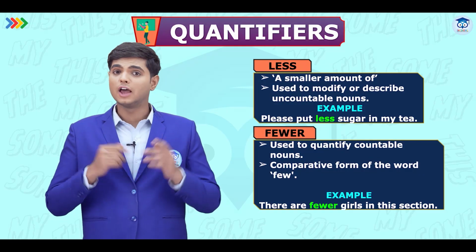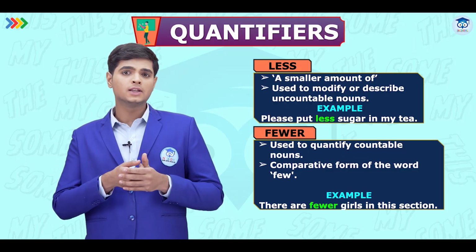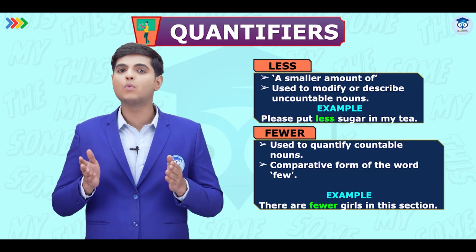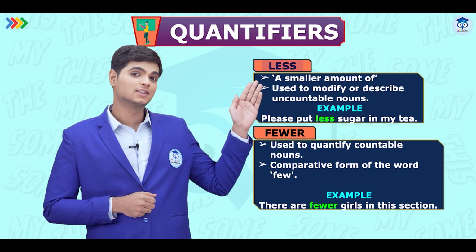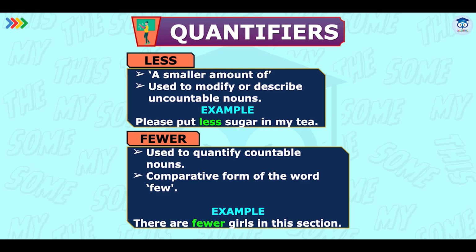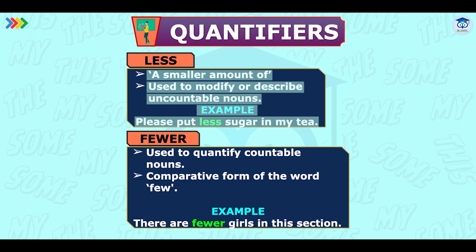Students, now listen carefully. When we are referring to things that we cannot count one by one, we use a special word. That word is less. The word less is used when we are talking about a smaller amount of something, and it is used to modify or describe uncountable nouns. For example, please put less sugar in my tea. Since sugar is uncountable, we use less to indicate a smaller quantity.